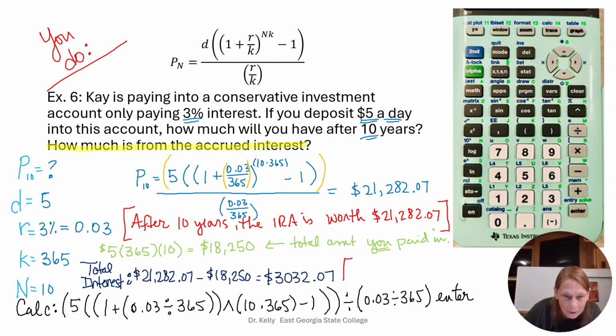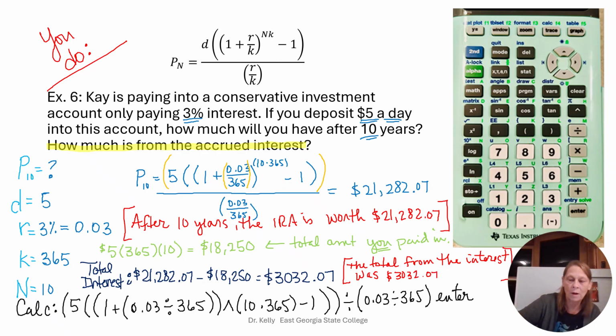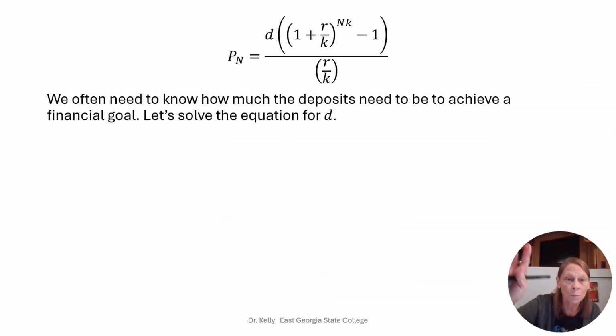So now we can also cram in here. I'm going to stick it right here. And the total from the interest was $3,032.07. Okay, great. We're getting really close. Two more problems. All right. Well, actually, one more problem and one description.